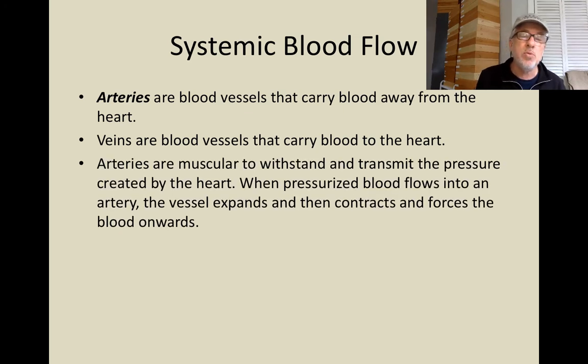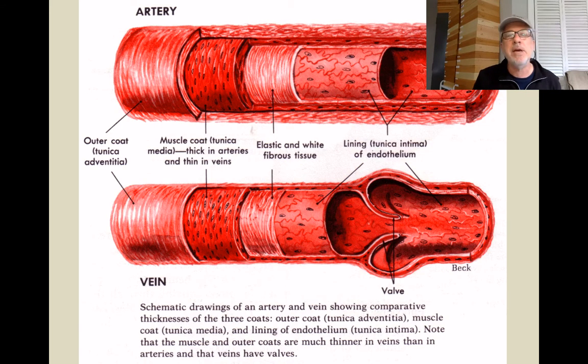Arteries are much more muscular than veins, and that's because they have to withstand the pressure produced by the heart and also transmit that pressure down the arterial line. When pressurized blood flows into an artery, the vessel expands and then the muscular walls contract and force the blood onwards. And here is a picture of that.